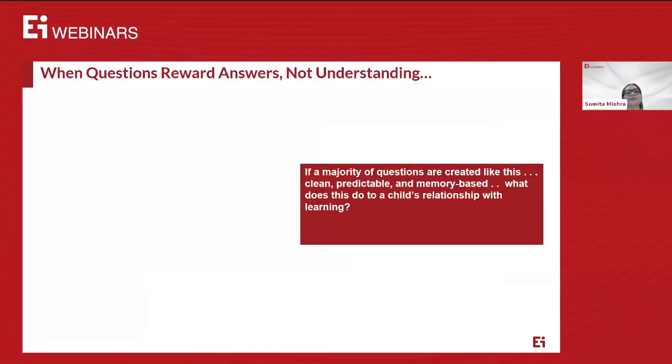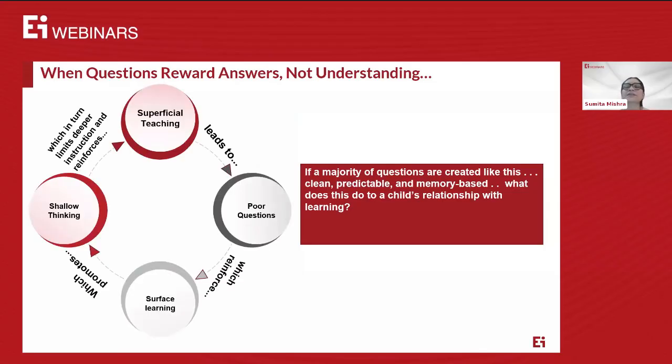So it's very interesting, therefore, that when a majority of the questions that we ask from our students in the class are created like this, where they are clean, predictable, memory-based questions, students do not have a chance to develop deeper understanding. And also as educators, we do not get the correct insight on whether our students are learning or not. So what does a pattern like this do? A pattern like this in the classroom sets a very cyclical and vicious cycle, where teaching becomes superficial, where it is mainly focused on how to deliver content so that the syllabus is completed on time.